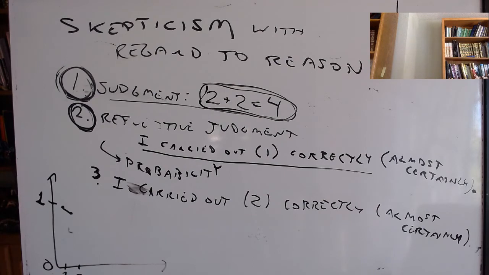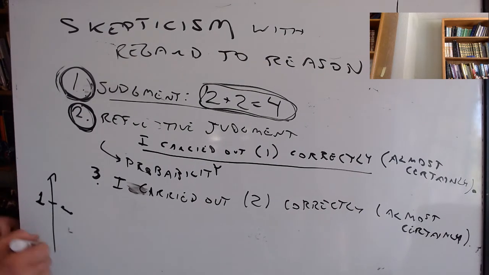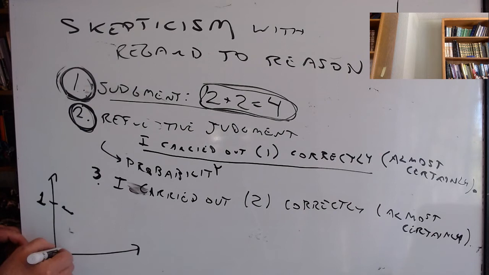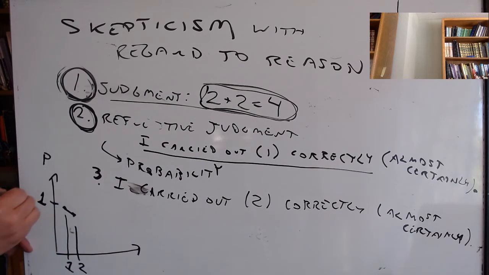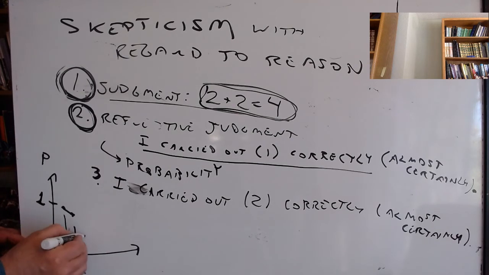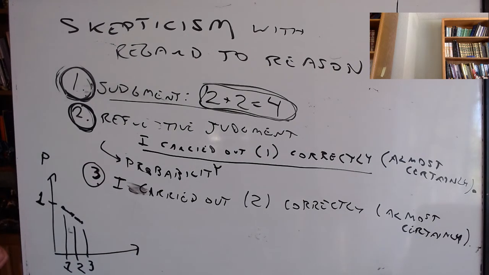Oh, I see these numbers are off the bottom of the screen. Oops. Right, so this was judgment 1, and this is judgment 2. The probability has gone down a little bit. And Hume says the result of judgment 3 is that the probability will go down more. So after this, if you ask me what's the probability that 2 plus 2 equals 4, I'm going to say, instead of 0.9999, I'm going to say 0.999.